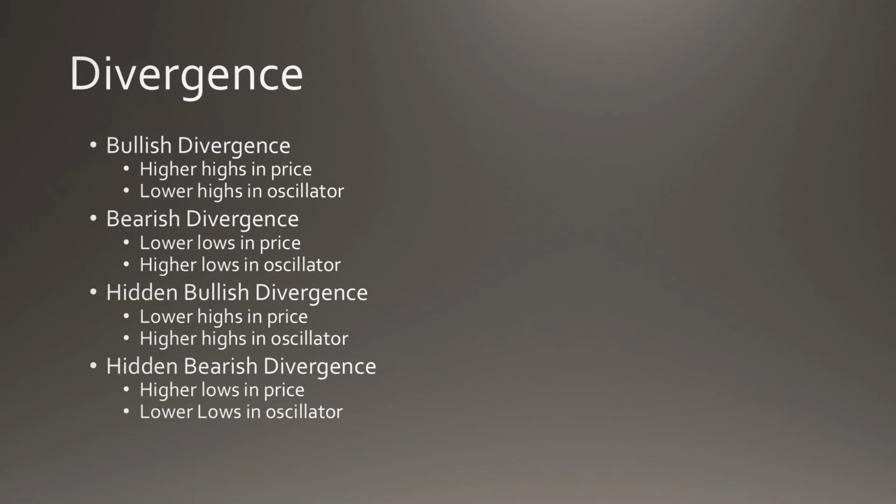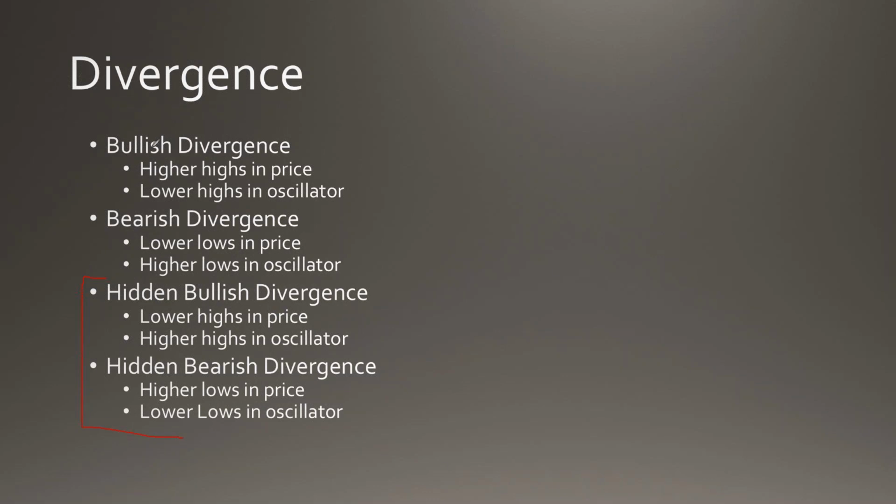For example, I use the stochastics. So for me, it would be lower highs in the stochastics. That's an oscillator. It oscillates around given values. Bearish divergence would be lower lows in price, higher lows in the oscillator. And this is where a lot of people get confused, actually, on the hidden divergence right here.